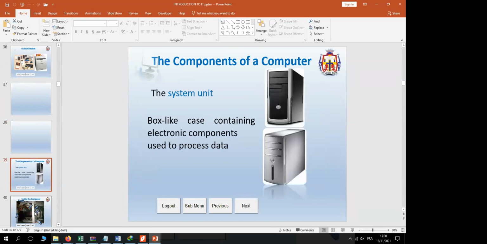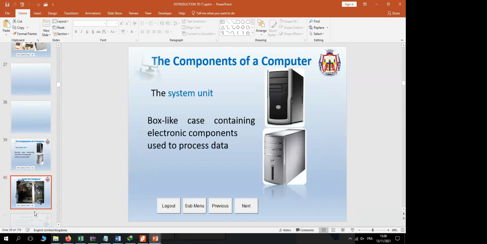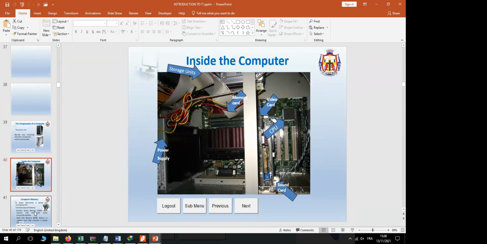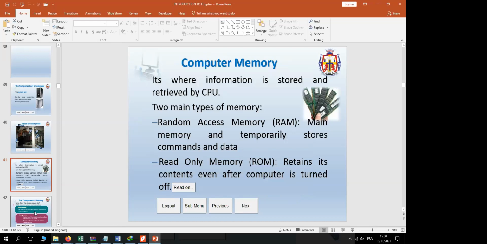Okay, and the others, I talked about the motherboard already at the beginning of the session. So this is a motherboard and it's showing us the different components inside the motherboard. Among the components, we're talking about memory. Memory is used to store information. We have different types of memory.